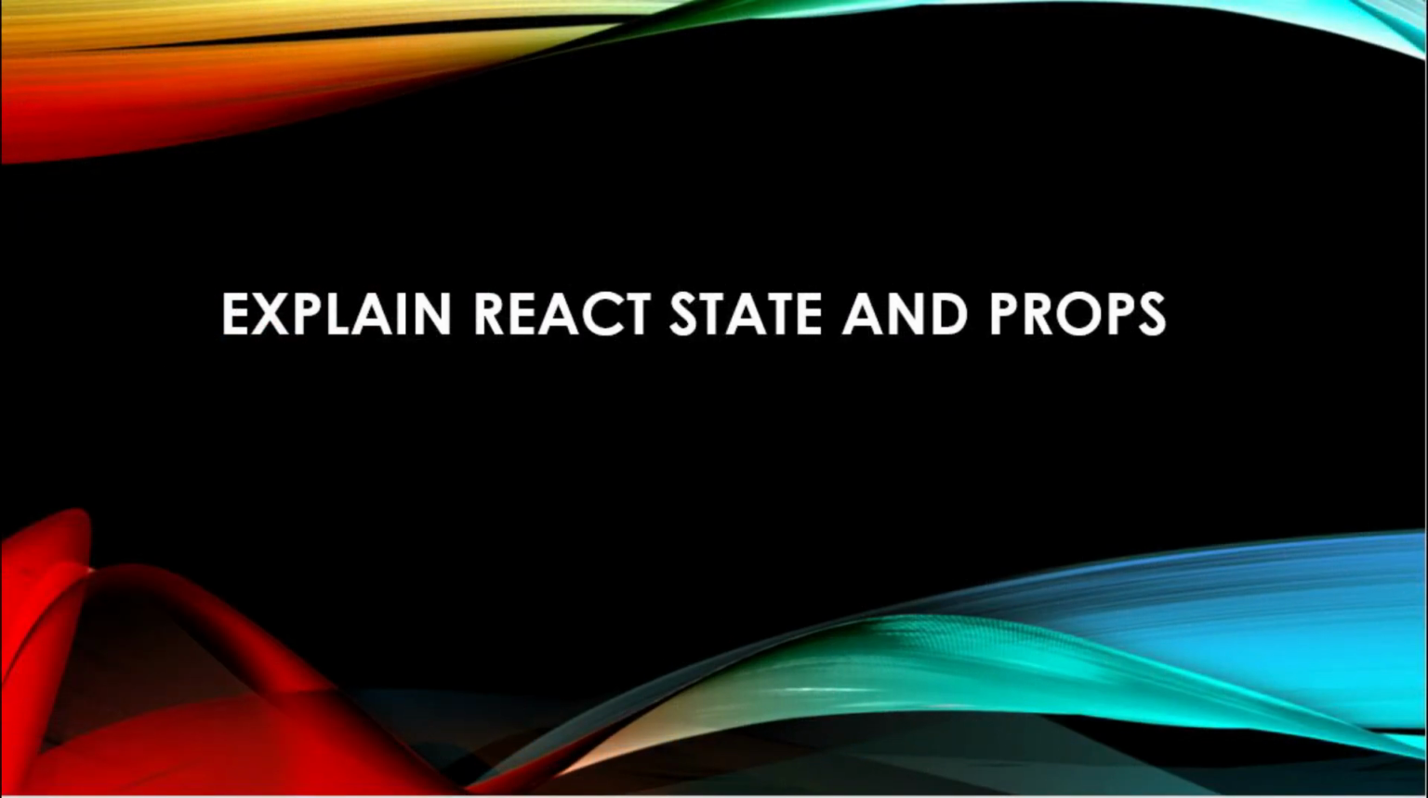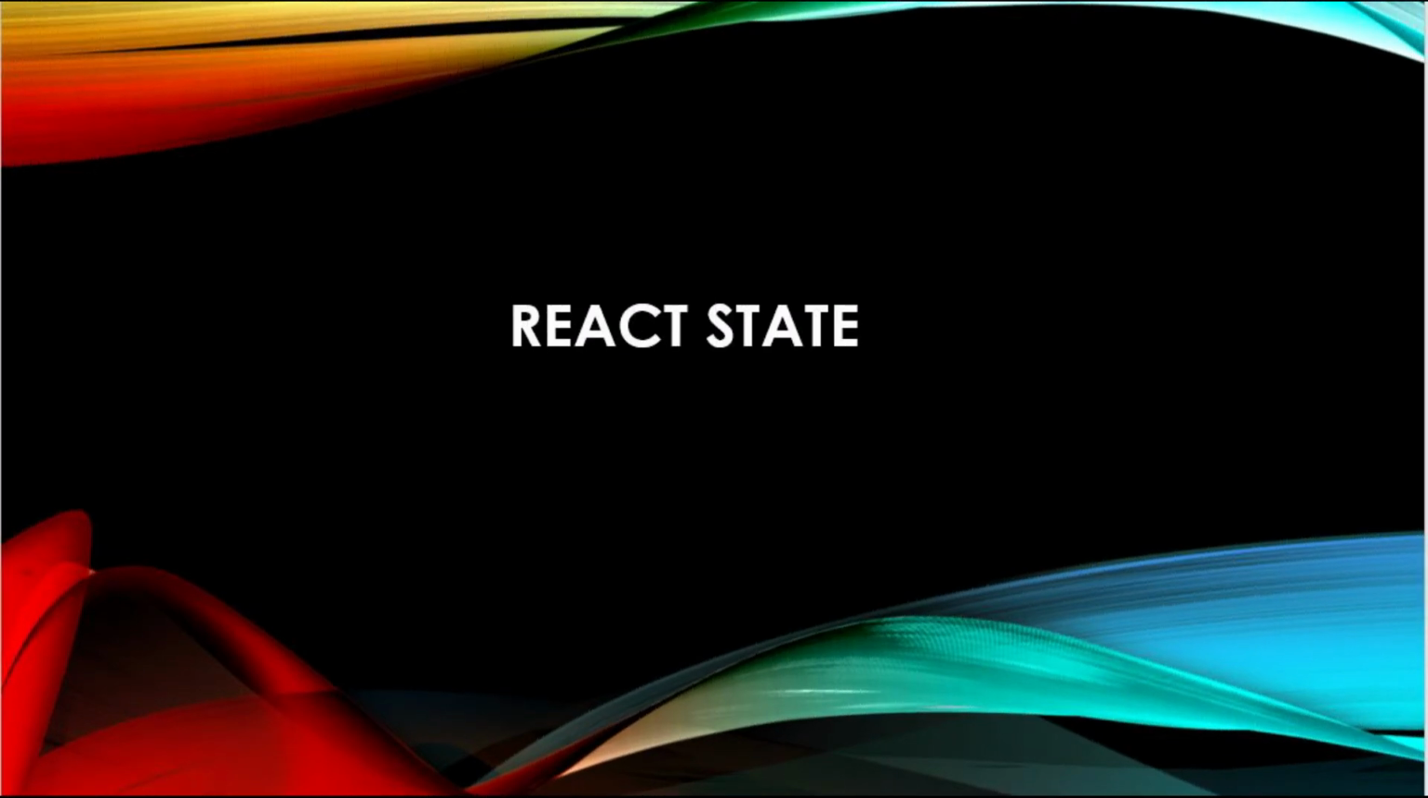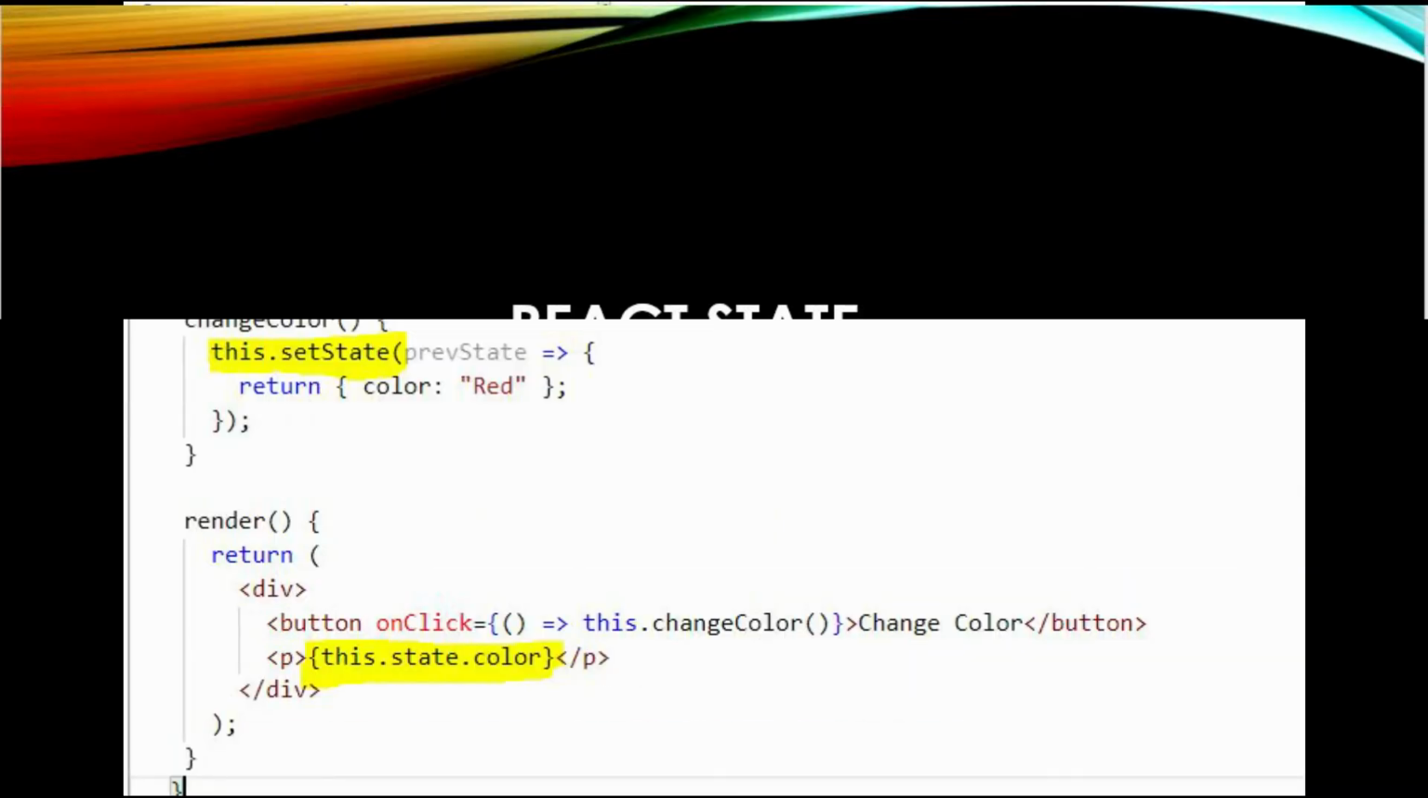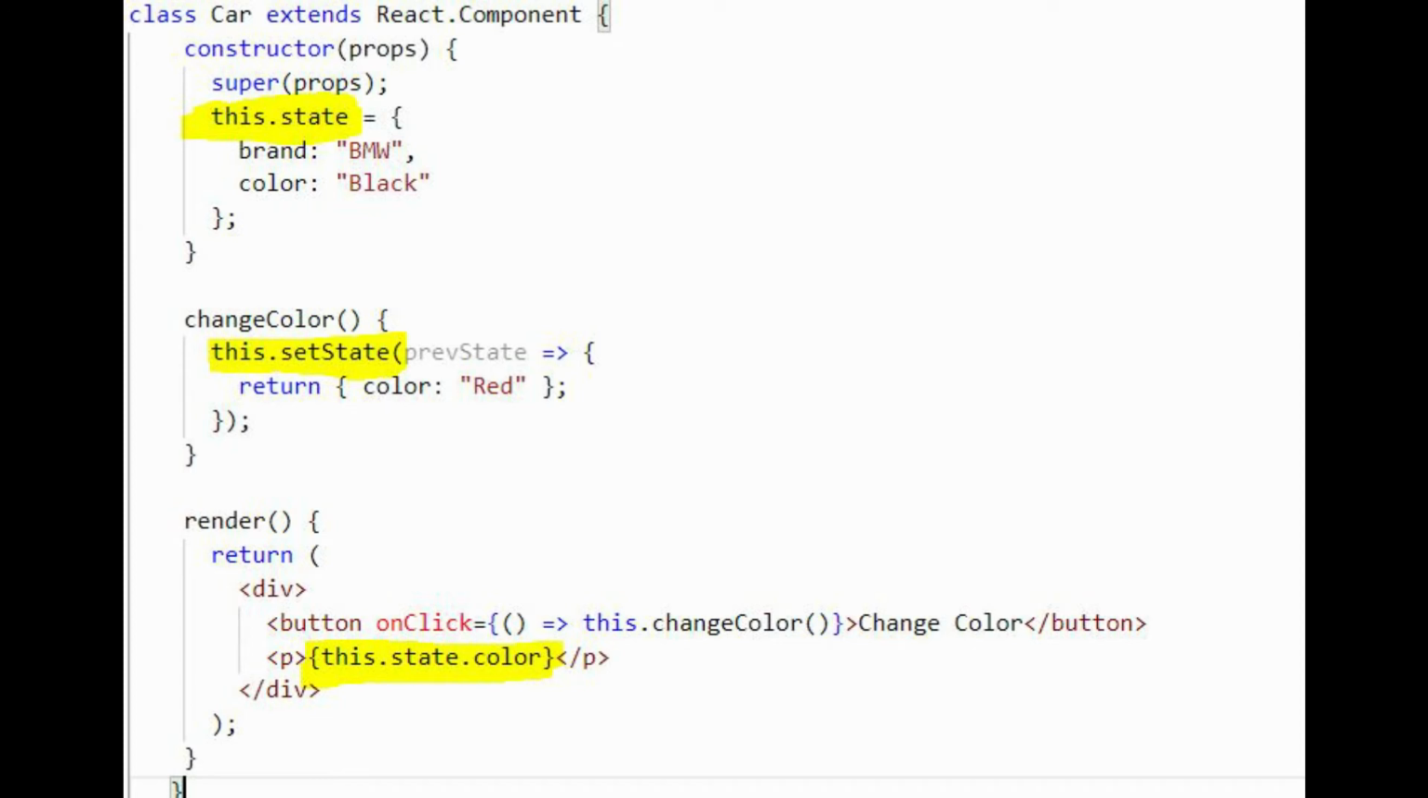Explain React state and props. React state. Every component in React has a built-in state object, which contains all the property values that belong to that component. The state object controls the behavior of the component. Any change in the property values of the state object leads to re-rendering of the component. State object is not available in functional components, but we can use React hooks to add the state of a functional component.